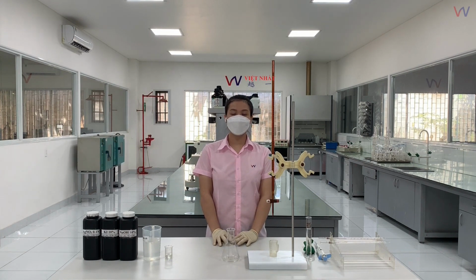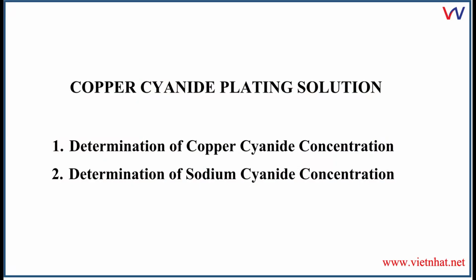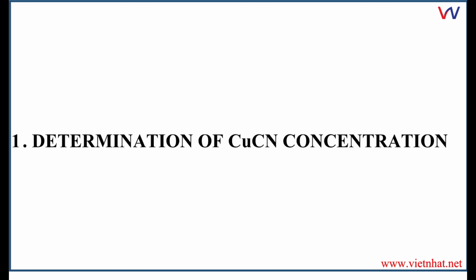Today, I will guide you on how to test and manage copper cyanide using the standard titration method. For the copper cyanide solution, there are two parameters that need to be tested and managed: the copper cyanide concentration and the sodium cyanide concentration. Now, I will proceed to test the copper cyanide concentration in detail.